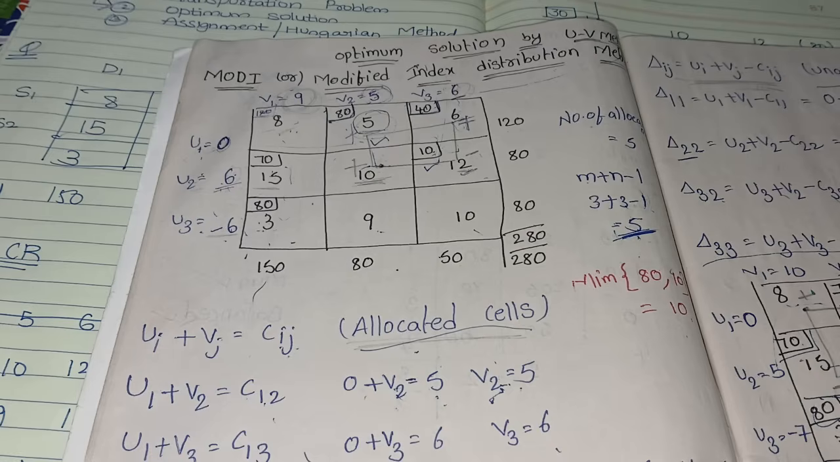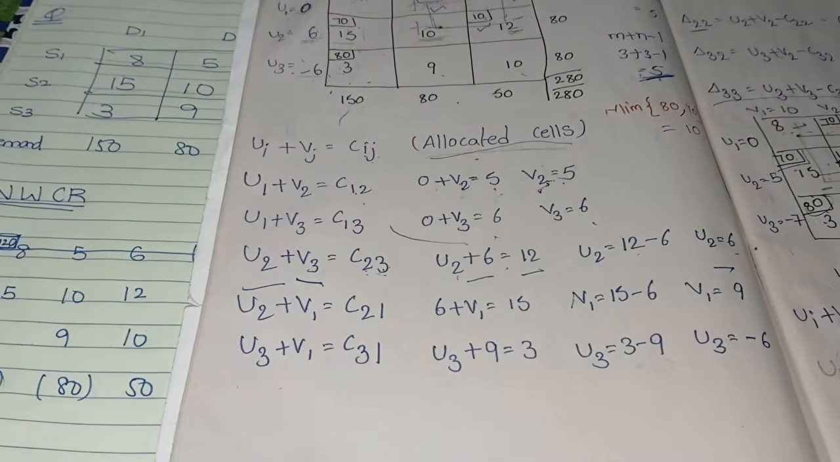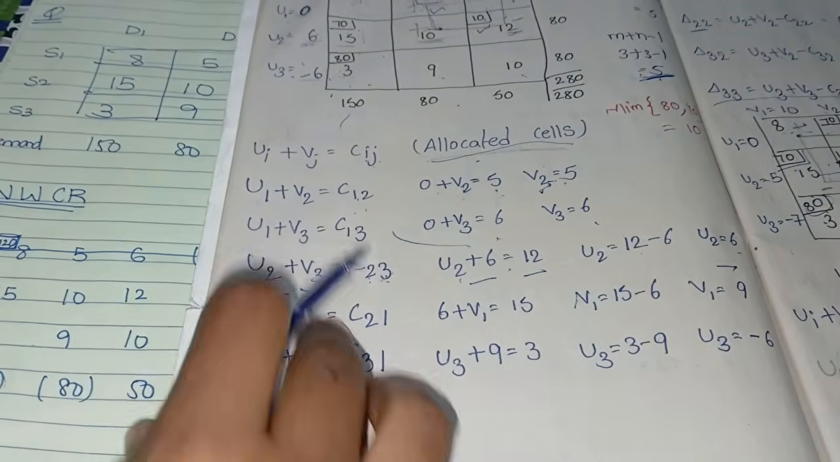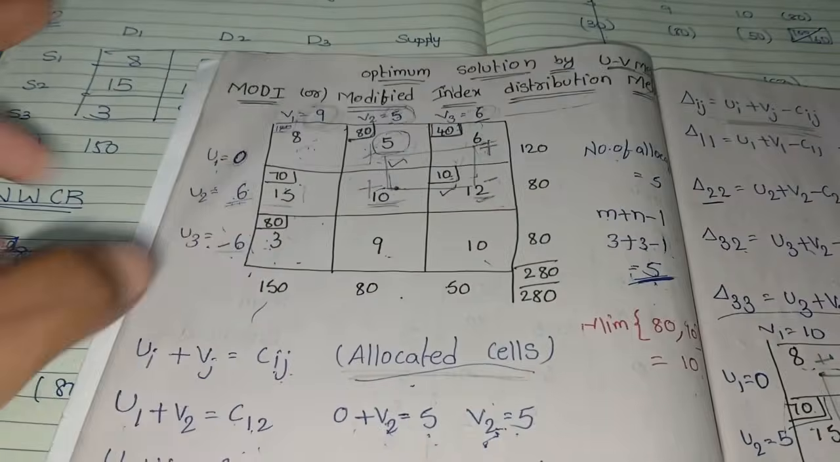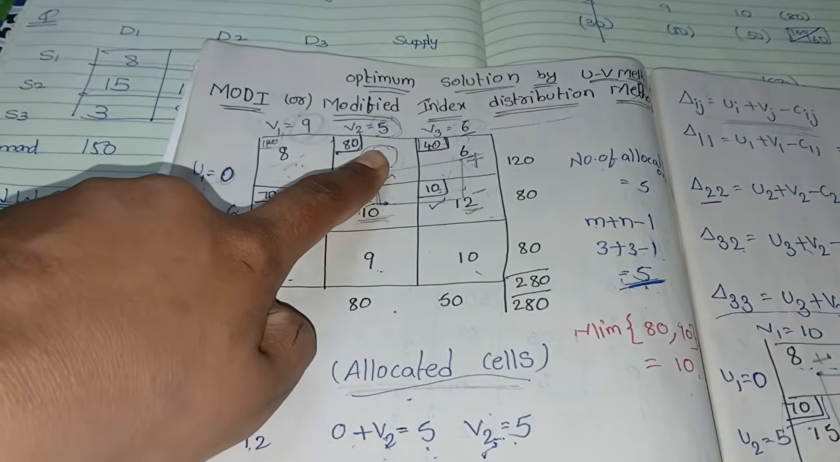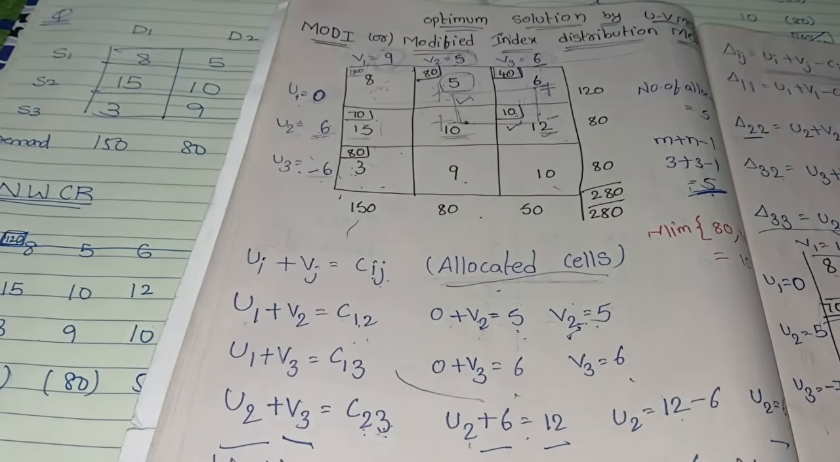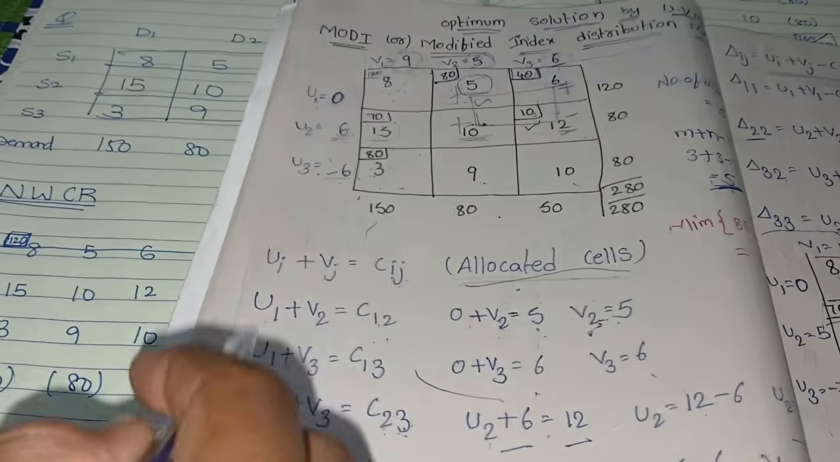Got it? After doing this, for the allocated cells, make sure you write this formula. U1 plus V2 is C12, that is, first row, second column. From U1 we can calculate V2 also, no. So 0 plus V2 is 5, so the V2 value will be 5. In the same way you need to do it for everything.